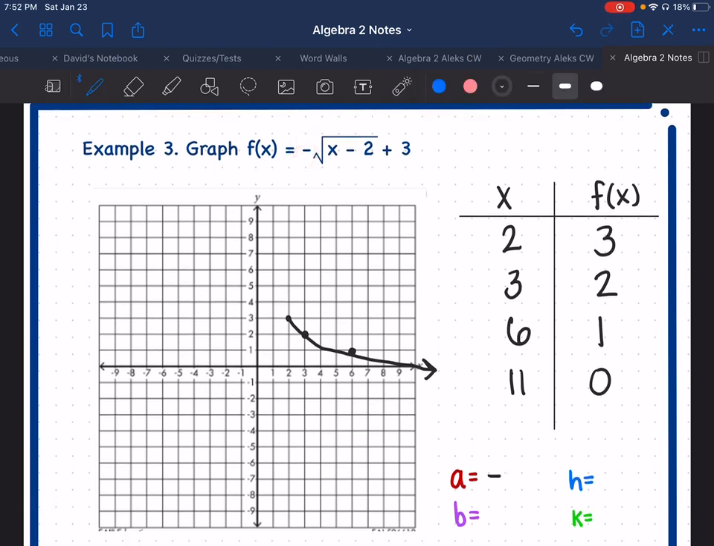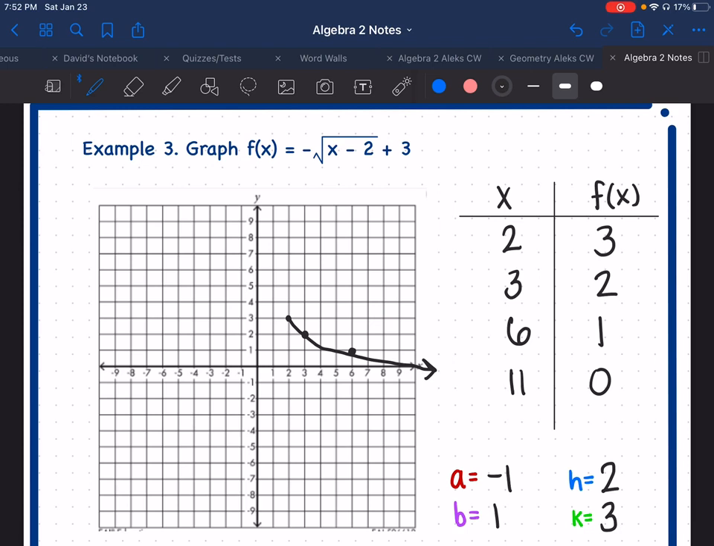My A value is -1. My B value, there's nothing right here next to the X, so I'm going to go ahead and call it 1. That's why it's not really stretching or compressing or flipping it over the y-axis. My H value, be careful with your H value. It looks like it's -2, but it's really +2. And my K value is right here, +3.